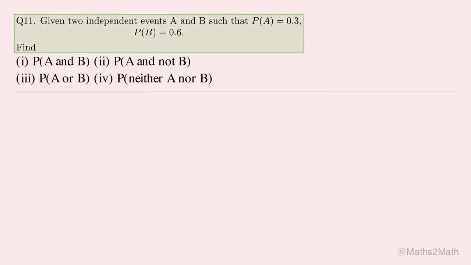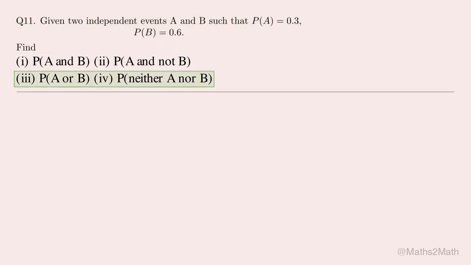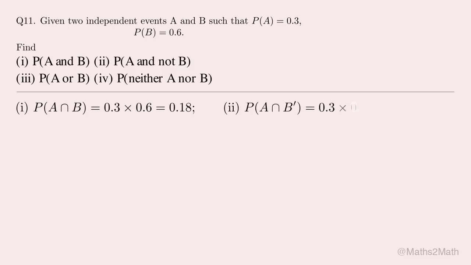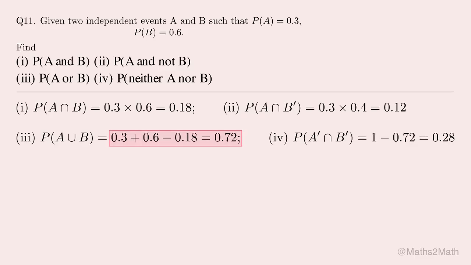Question 11. 4 combinations of 2 independent events. Products and complements throughout. A and B is 0.18. A and not B is 0.3 times 0.4, 0.12. A or B is 0.3 plus 0.6 minus 0.18, 0.72, and neither is its complement, 0.28.